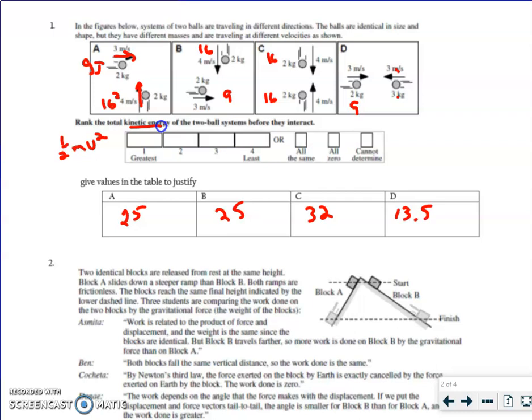So the lesson on this one, especially for C and D, is if we ask you about momentum, you'd have to be careful of positive and negative. But with kinetic energy, it's a scalar, so there is no positive or negative kinetic energy. It simply adds together, and that's really important and easier to work with.